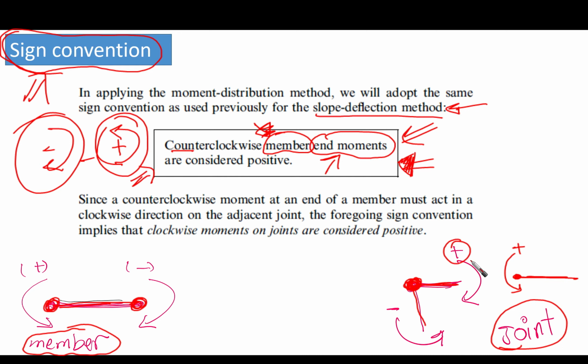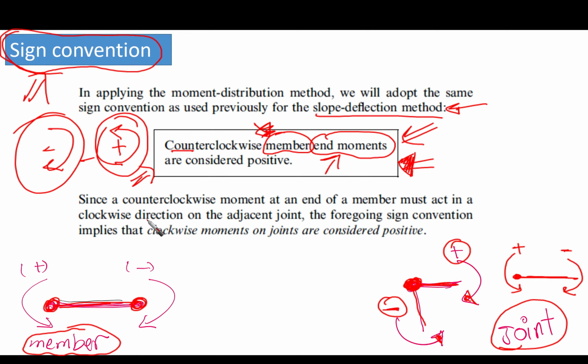And this orientation or this sense is what? It is clockwise. So the negative for the joint is counterclockwise. However, the positive for the joint is clockwise. So it is opposite to the beam. If we put the beam here, for example, this is the sign convention of the beam. But for the joint, it is the opposite. Remember that very well.